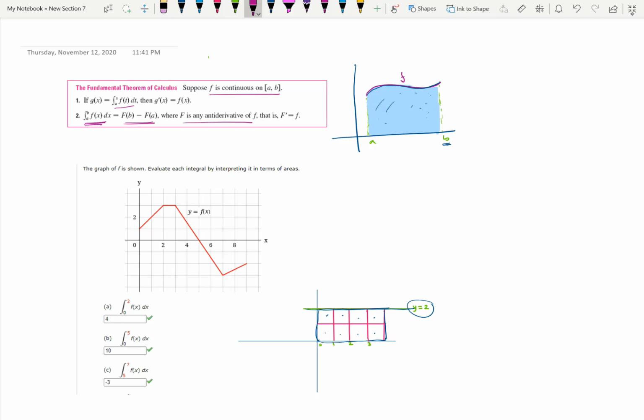Good morning everybody. As Dr. Rashid instructed us, today we will cover the fundamental theorem of calculus. We will discuss a few examples and finally we will discuss the Riemann sum.